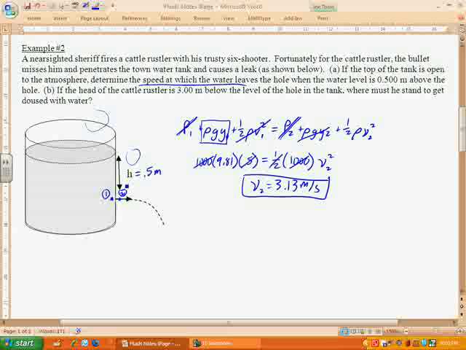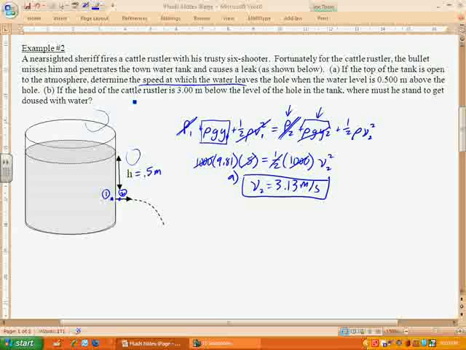All right. Now, part B actually asks if the head of the castle wrestler is 3 meters below the level of the hole in the tank, where must he stand to get doused with water? So if we say that it's 3 meters from there to the man's head, okay, then we're going to have to use kinematics, right? First, we need to find out how much time it takes it to drop 3 meters, and then we can use our velocity to find out how far away it needs to be.